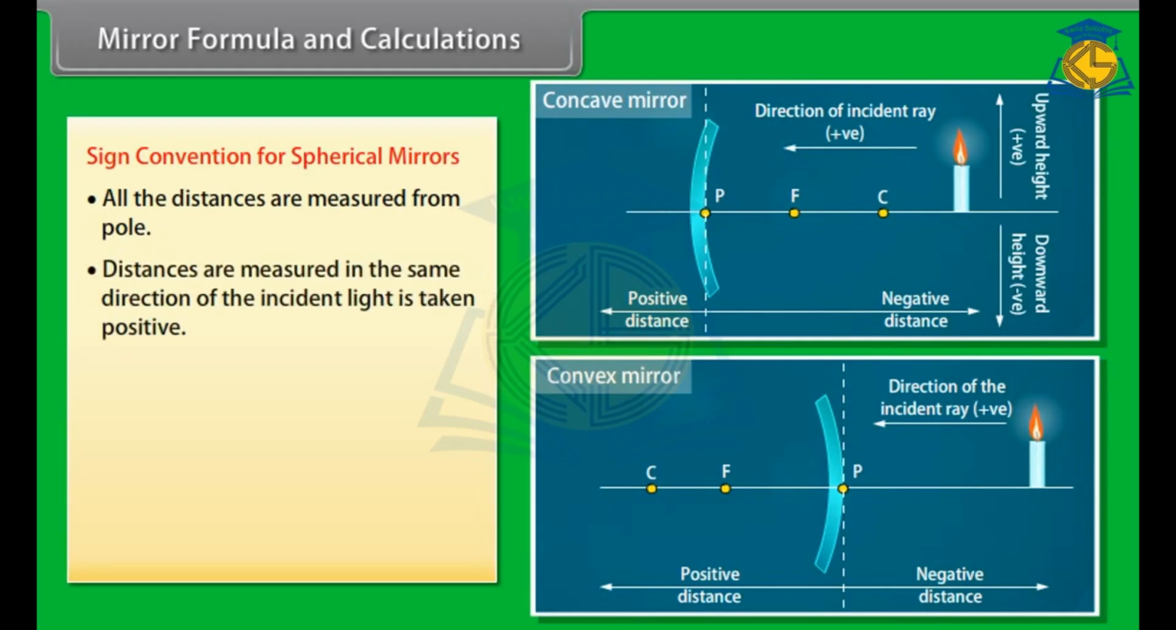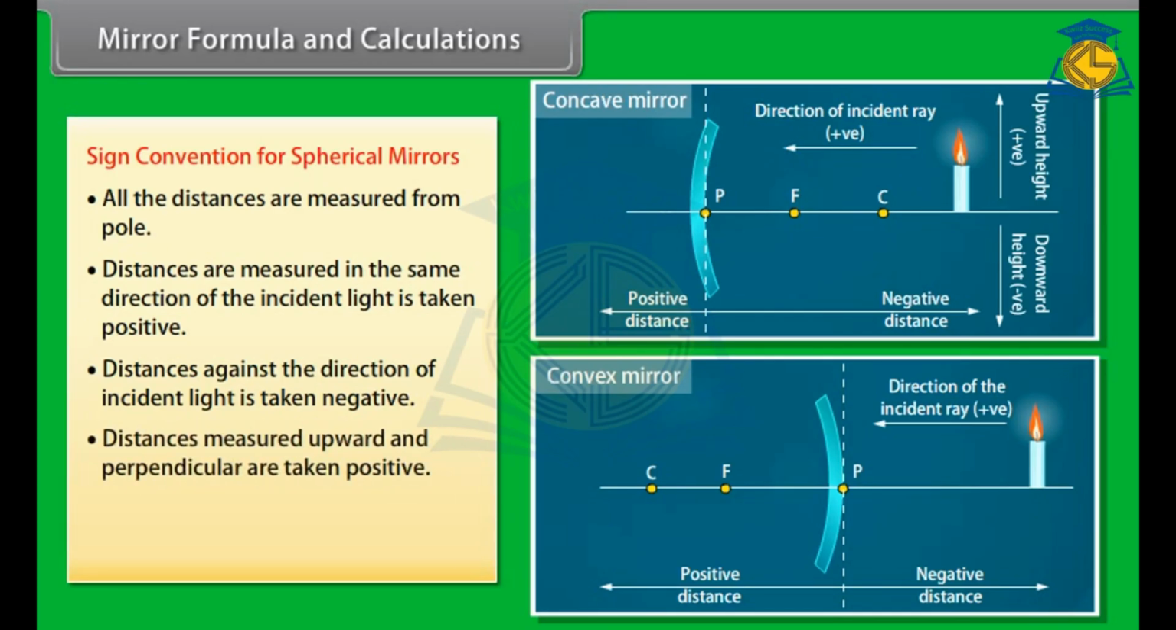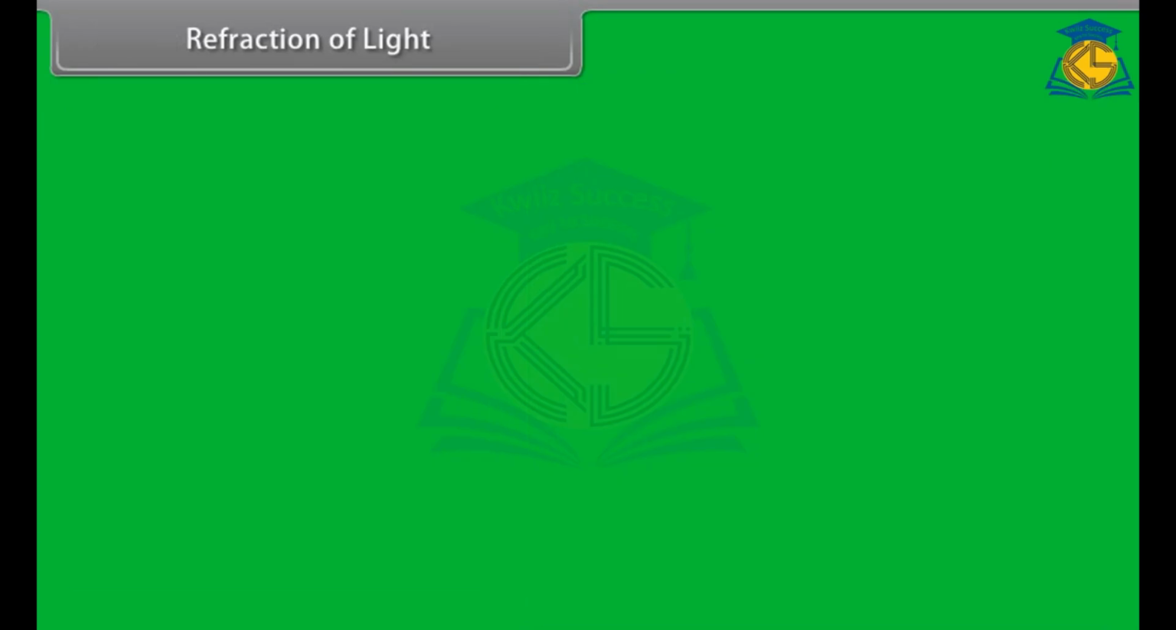Distances measured in the same direction as the incident light are taken positive. Distances against the direction of incident light are taken negative. Distances measured upward and perpendicular are taken positive. Distances measured downward and perpendicular are taken negative.